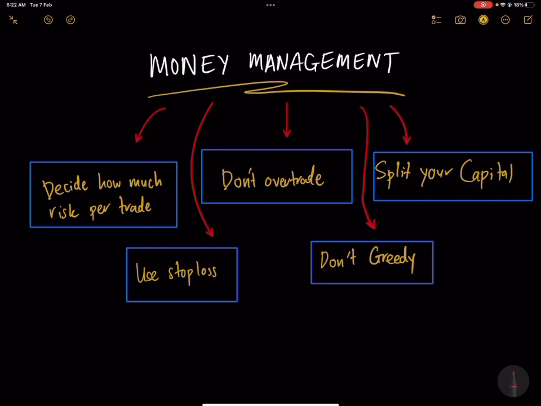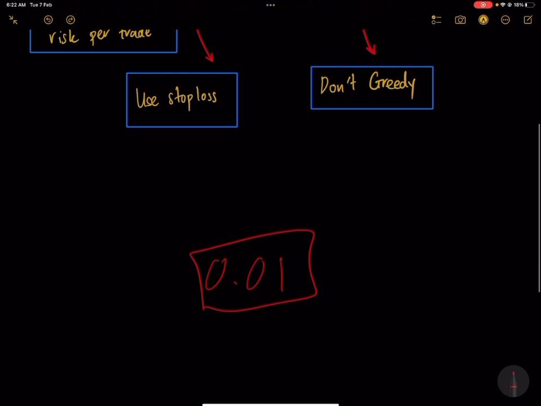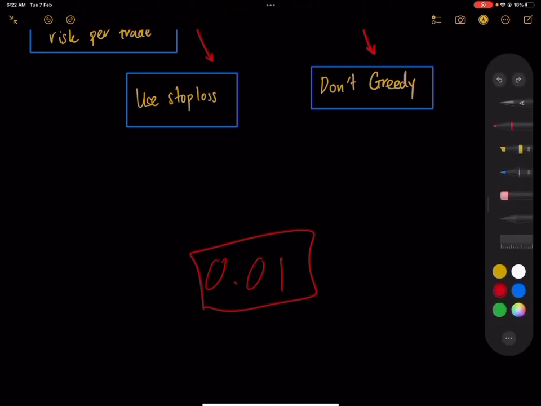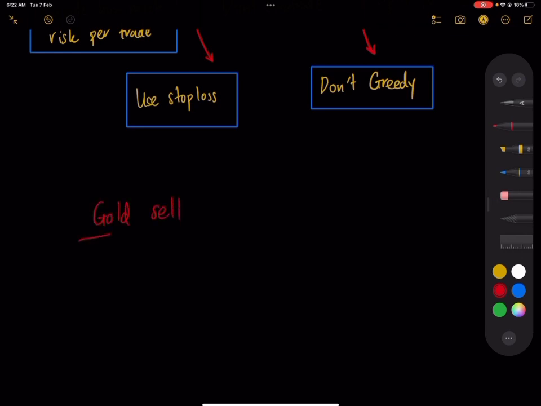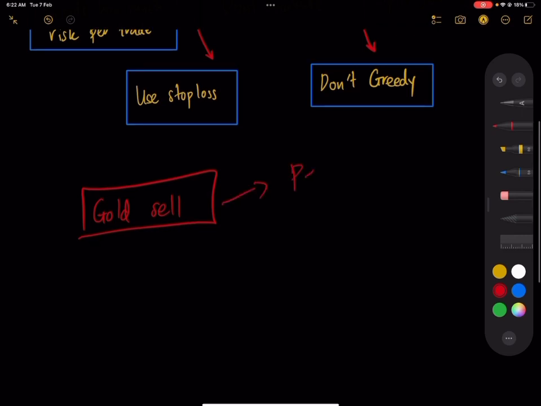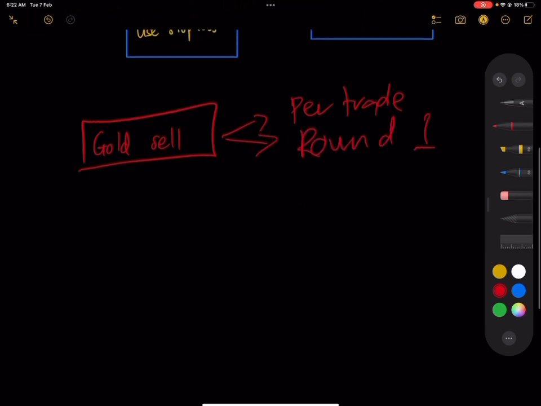What is the risk per trade technique? You need to determine how much of your trading account you are risking on any single trade. For example, if I give a gold sell now, this is the signal. This is per trade. You need to know how much risk you need to take for this setup.